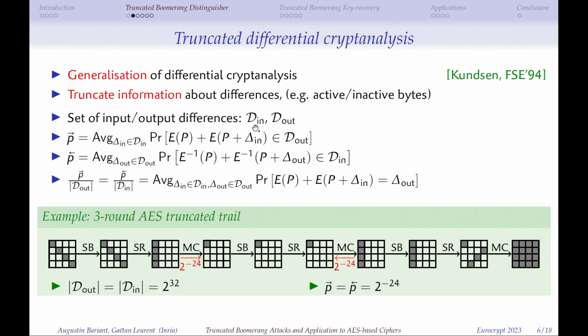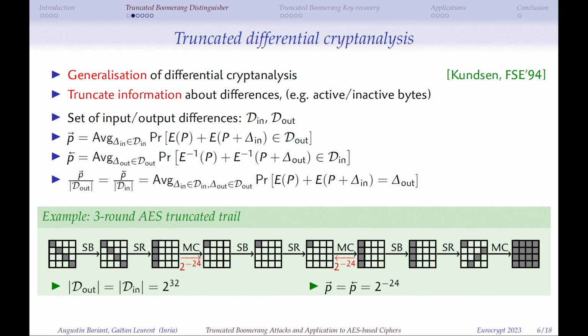So we have a set D in and a set D out for the output. And we look at the probability, if you take a random difference in the input set, that after the cipher, you get a difference that is in the output set. We denote this probability P forward, and it's the probability that for a random delta in inside the set, the encryption of P plus delta in is in the set D out. And you can also define the probability in the backward direction. And in general, it's not the same. When you have a truncated trail, you can have two different probabilities.